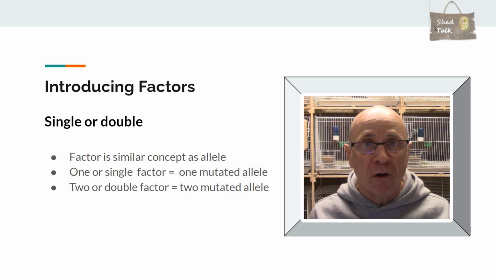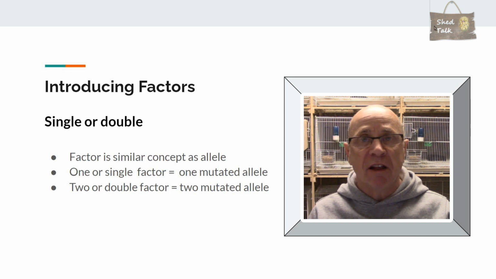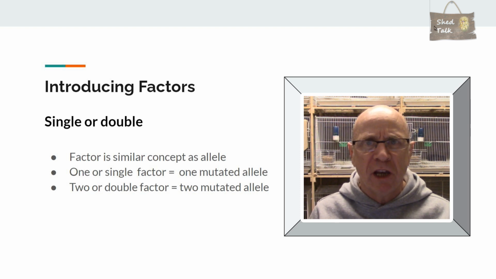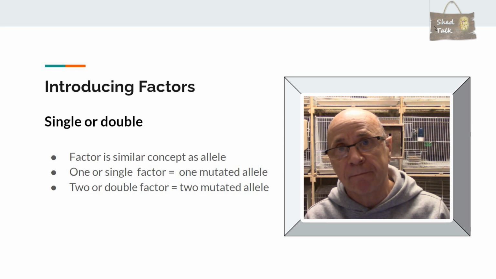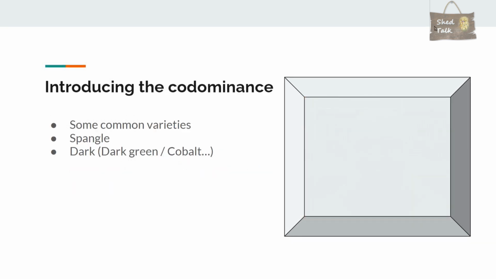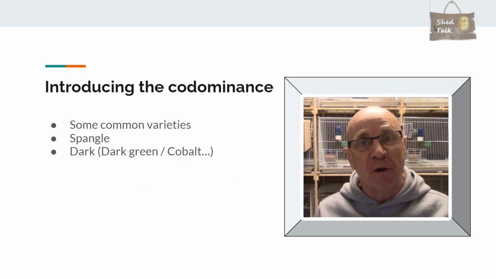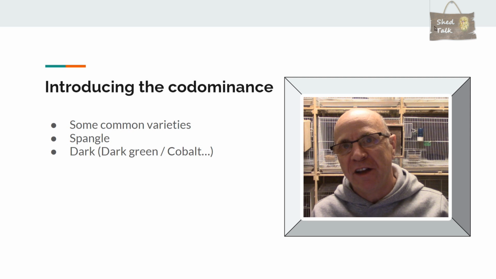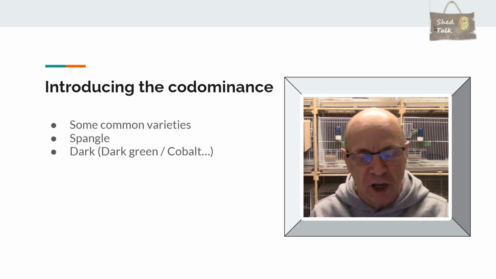It's the number of mutated allele that particular bird has, and we particularly talk about it when we are talking about codominant varieties. So what I thought I'd do is just quickly introduce a couple of the more common codominant varieties, so we get a bit of an understanding of what we're talking about.